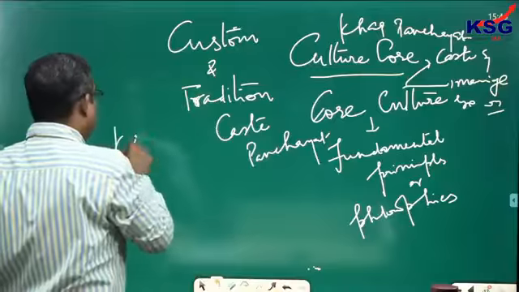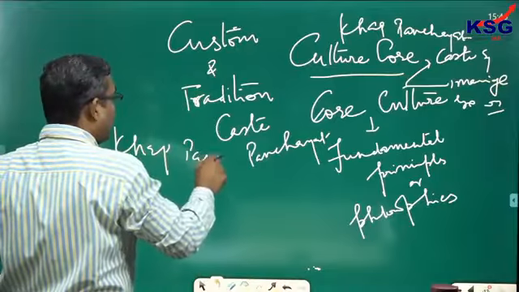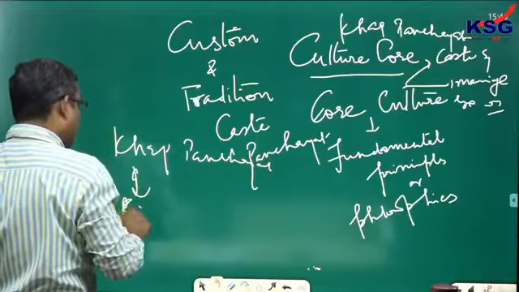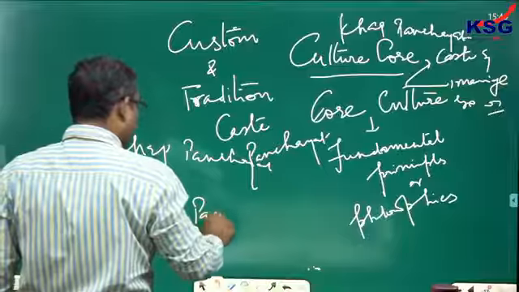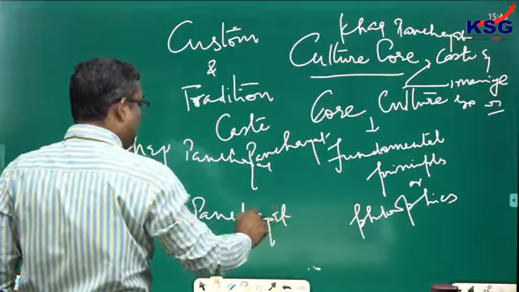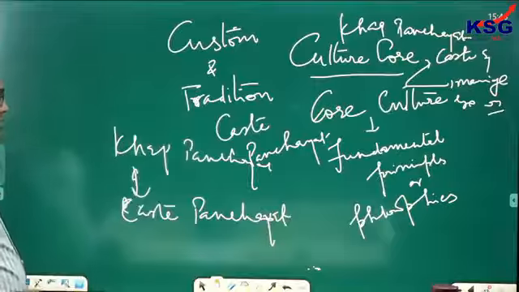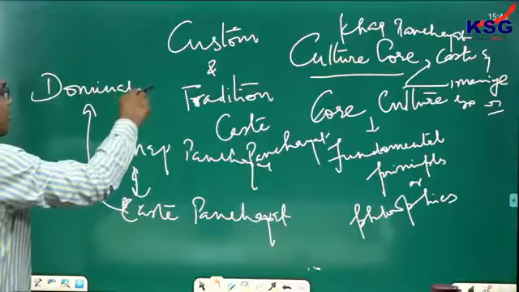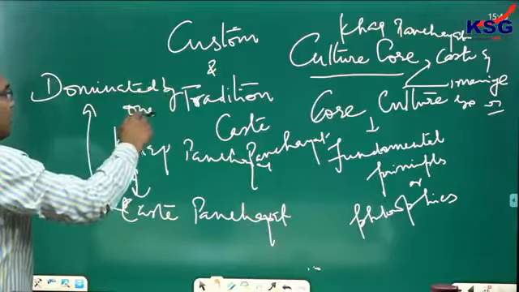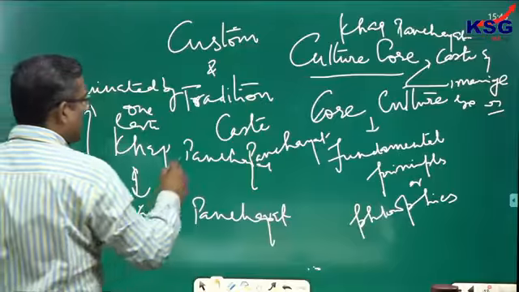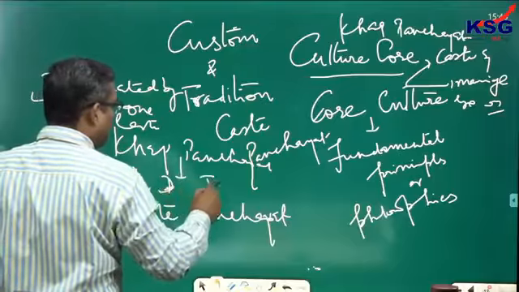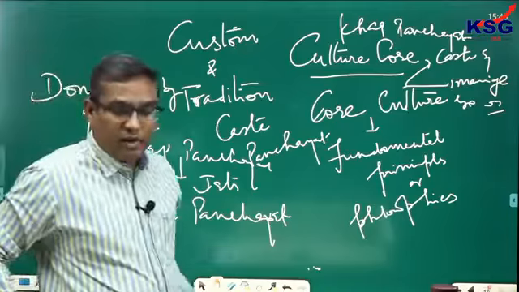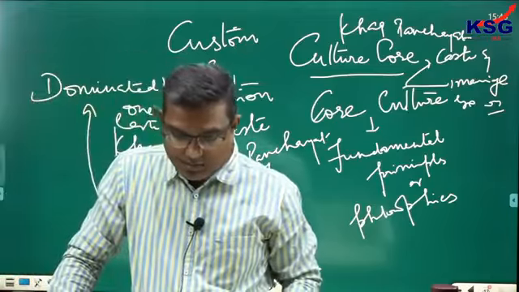So Khap panchayats are the example of caste panchayat, which is dominated by one caste. For example, Khap panchayats are the panchayats of Jats. They are dominated by Jats. This is the idea of caste panchayat. Anyone want to ask anything?